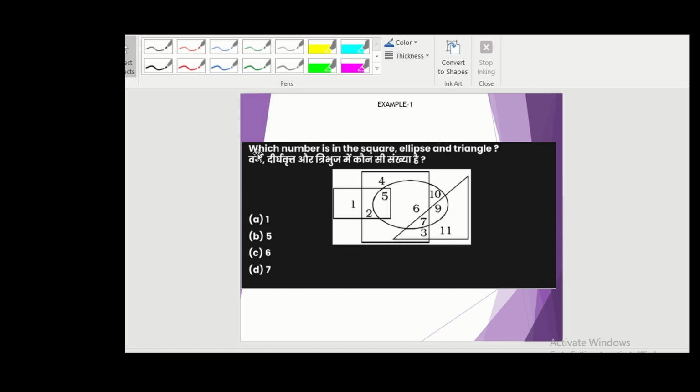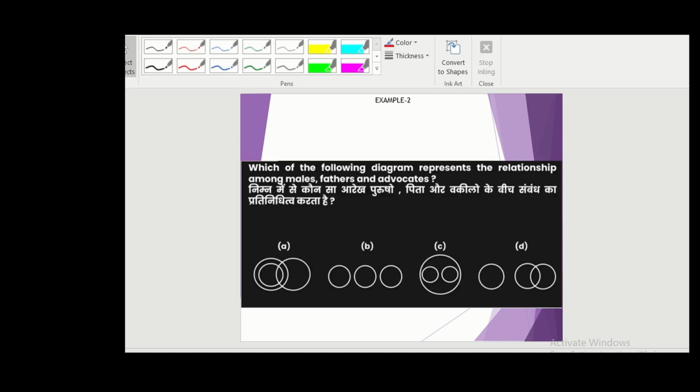What it says here is: which number is in the square, ellipse, and triangle? Which number is present in all three of the diagrams? The answer is 7. I believe I don't need to give any explanation, because you can clearly see that 7 is the number which is in the square, ellipse, and triangle. So 7 is the answer to this question. Okay, let's check another one.